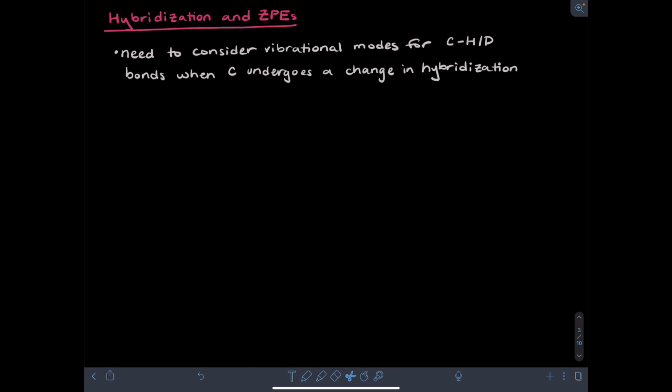To understand why secondary kinetic isotope effects arise, we'll need to consider hybridization and its effects on zero-point energies. To do this, we'll have to consider the different modes in which a CH or a CD bond can vibrate, and how this is affected by hybridization. Let's consider a bond between an sp3 hybridized carbon and a hydrogen, and another bond between an sp2 hybridized carbon and a hydrogen. We're not worrying about deuterium yet.